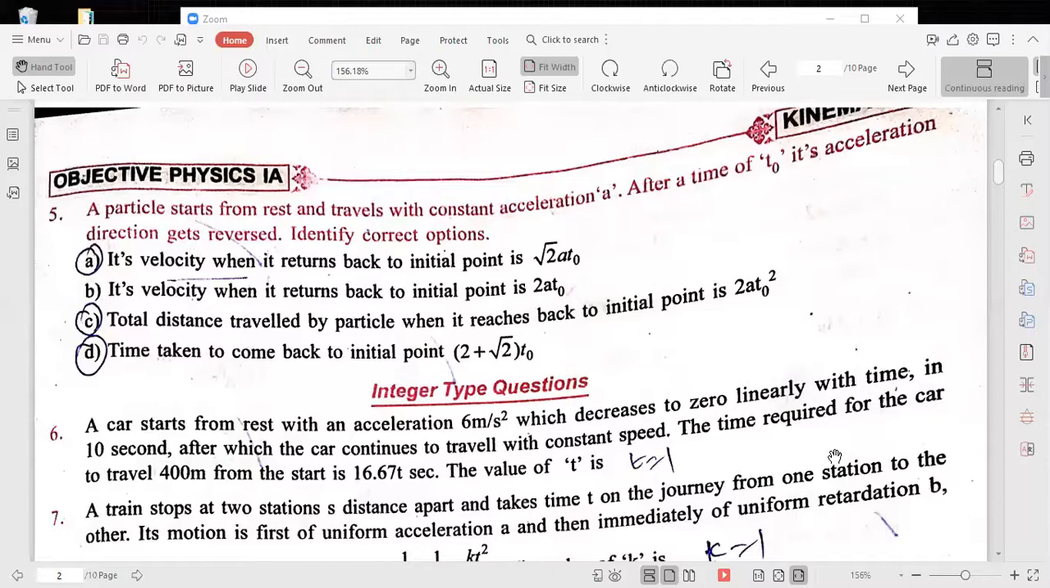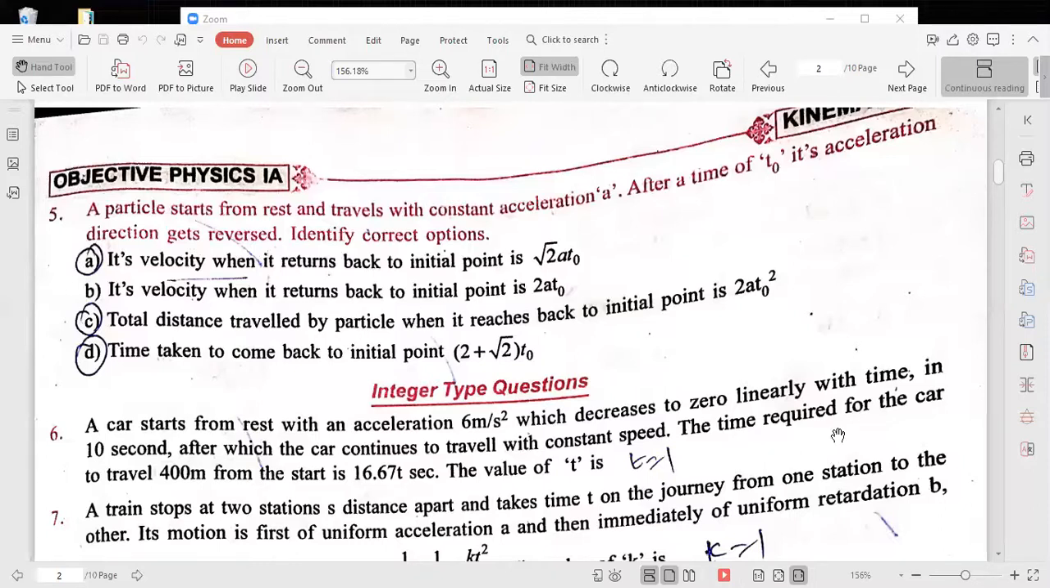They asked: a car starts from rest. Listen to the problem carefully. A car starts from rest and moves with an acceleration which decreases to zero linearly with the time. That means the acceleration value decreases linearly with the time, that is given. So definitely if you draw the graph between a and t, you will get a straight line but having negative slope. Straight line having negative slope. Have you read the problem here?